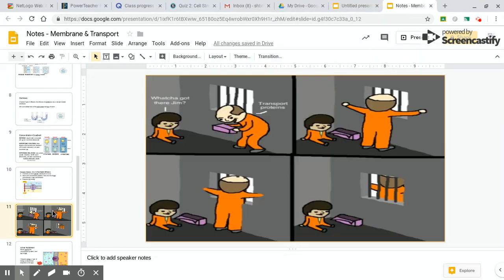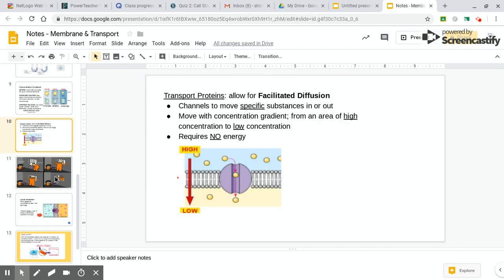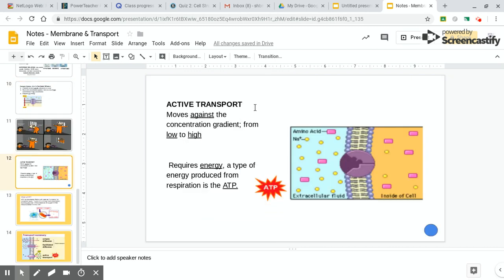Now, I have a comic here. We have 2 men in a jail cell, and he says, "What you got there, Jim?" And he says, "Transport proteins." And as you can see, he finds his way outside of the cell, kind of like what we saw here. So hilarious.